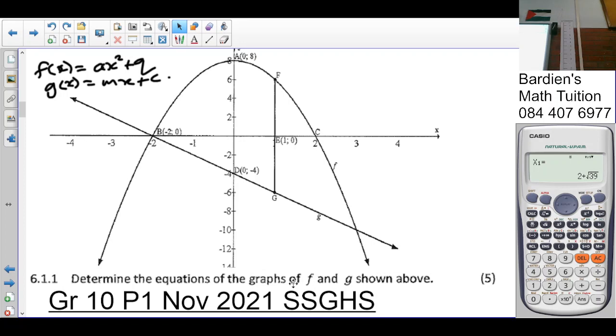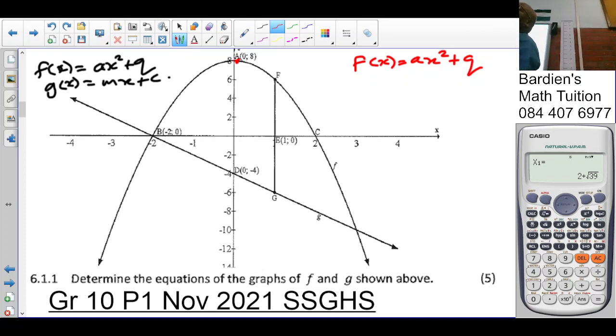If you're looking at f of x, it is the parabola, so you're going to go with the parabola first. So f of x is equal to ax squared plus q. We're going to substitute the point that lies on this graph, which is 0 and 8. We know that's going to be the q value. The q value is 8, so you just write q is equal to 8. If we didn't know that, no problem, we do the substitution of 0 and 8 and you'll see q to be 8 anyway. So f of x is equal to ax squared plus 8.